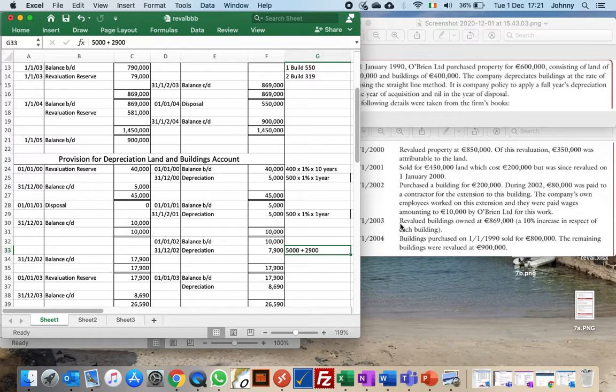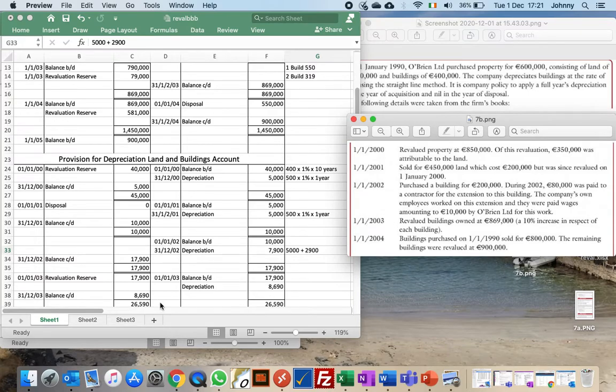So let's look and see what happened in 2003. So our revalued buildings owned at 869, 10% increase. So when I revalue, I cancel all the depreciation up to the date that it happened. Revaluation happened the 1st of the 1st 2003. So on the 1st of the 1st 2003, revaluation was 17.9. I'm cancelling all the depreciation I've written off up to the date, the 1st of the 1st, which is basically this balance date. So I cancel all of that, and that's transferred to a valuation reserve.